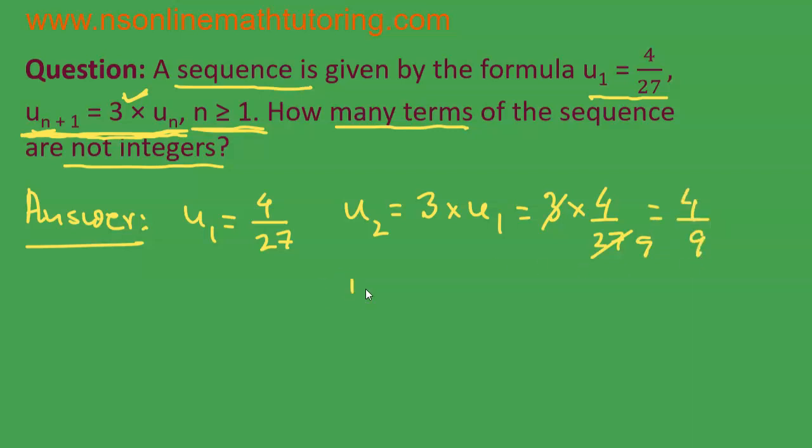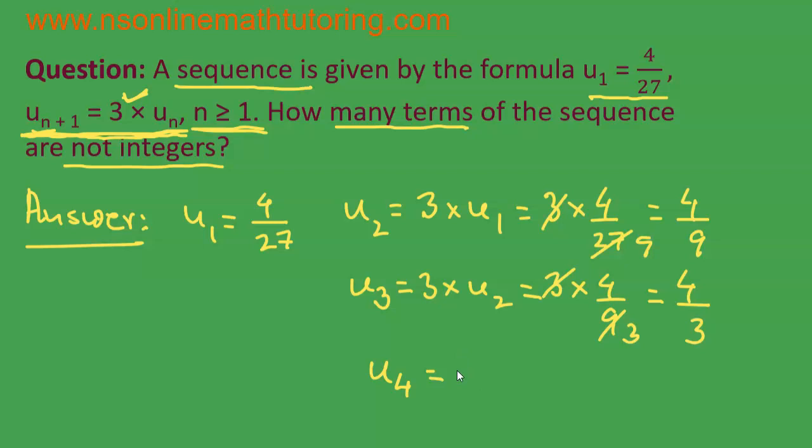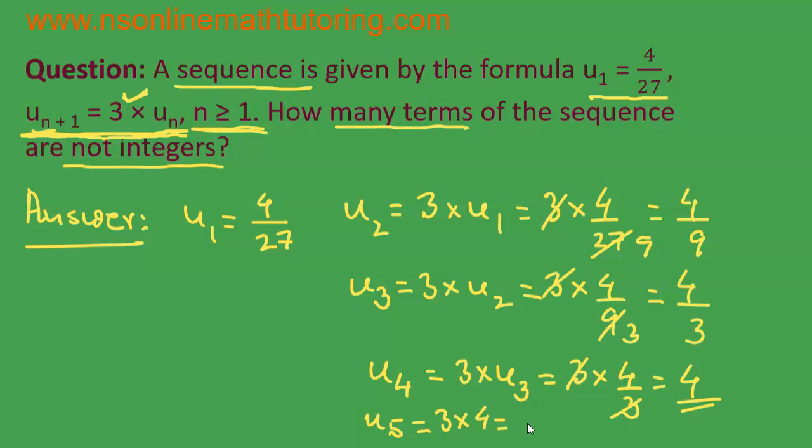What is u3? u3 is 3 times u2. It is 3 times 4 over 9, which is 4 over 3. What is u4? u4 is equal to 3 times u3, which is 3 times 4 over 3, which is equal to 4, and this is an integer. What is u5? It is 3 times 4, which is equal to 12. Again another integer. As soon as you come to an integer value, you multiply that integer with 3, the product will always be another integer.